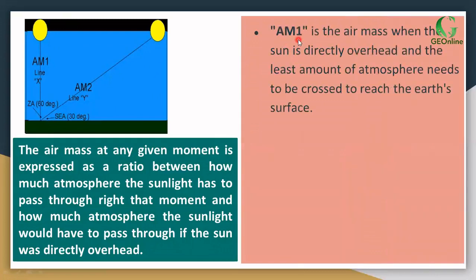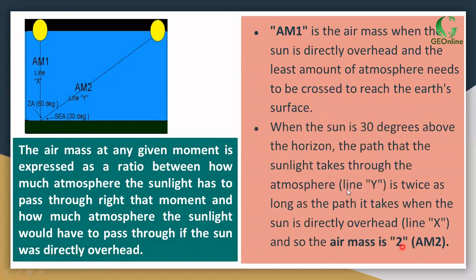AM1, air mass 1, is the air mass when the sun is directly overhead and the least amount of atmosphere needs to be crossed to reach the Earth's surface. Air mass is the distance when the sun is perpendicular to Earth's surface. So when we consider the ratio, AM is equal to 1, therefore it's called AM1.